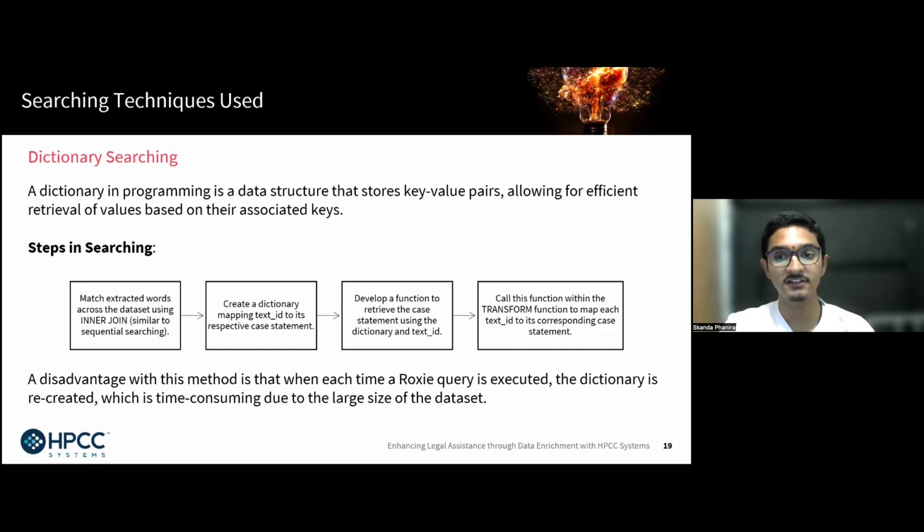The advantage of this method is that once dictionaries are created, they allow for quick retrieval of case statements based on the text ID. But each time a Roxie query is executed, the dictionary is recreated, which is time consuming due to the large size of the data. While sequential search and dictionary methods offer structured approaches to text analysis, they are inefficient for large datasets due to their time-consuming nature and are therefore not ideal. Hence, these methods of sequential search and dictionary-based mapping are not used.